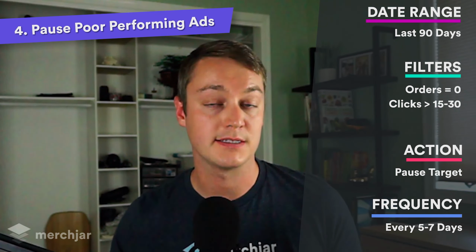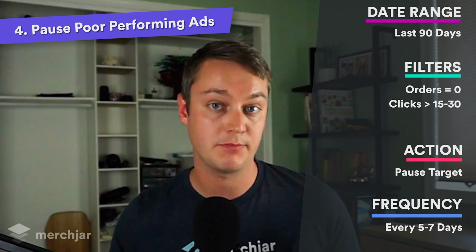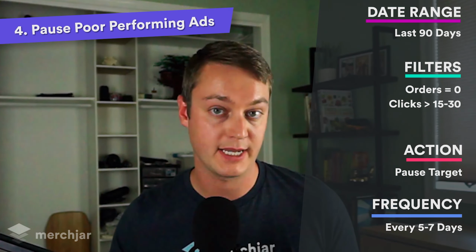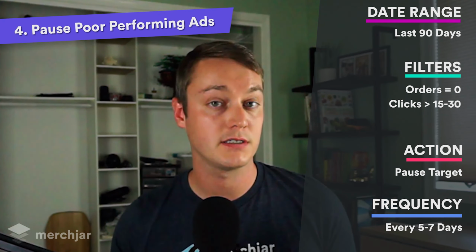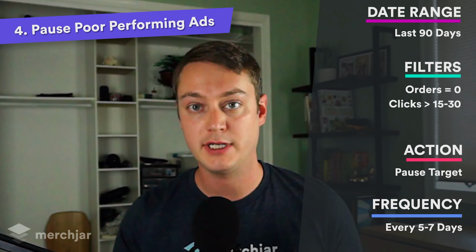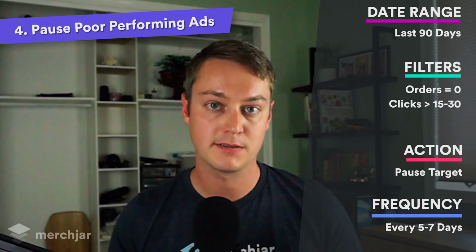Since all of the ads inside of an ad group share the same targeting and bids, pausing low performing ads is our only option. 15 to 30 clicks is a good rule of thumb before pausing an ad. Leaning on the side of more clicks, the broader your targeting is.